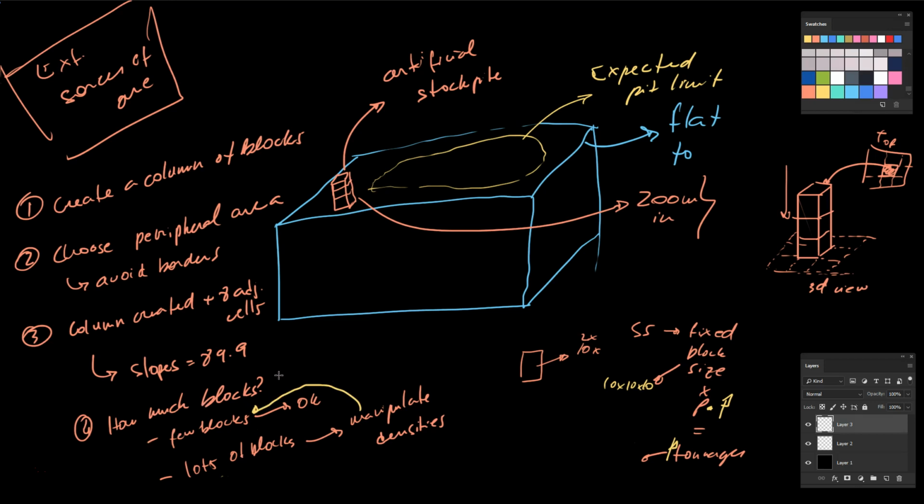So if you need lots of blocks, if it's just a few, that's fine. If you need lots of blocks, you will manipulate densities and then you have fewer blocks, and that's fine. Okay, that's the idea here. Hope that it helps you to understand how you should operate this sort of artificial stockpiles, fake stockpiles, and to incorporate external sources of ore.